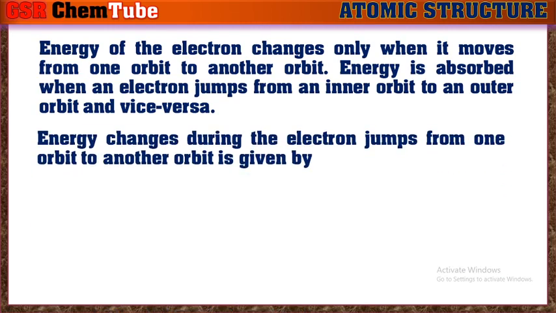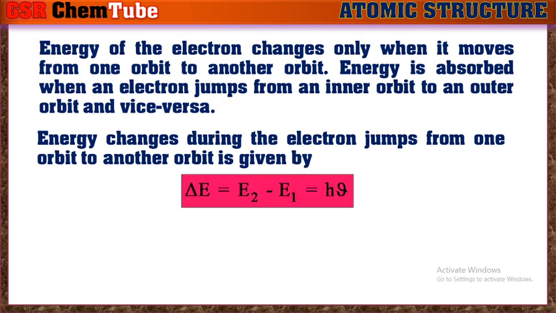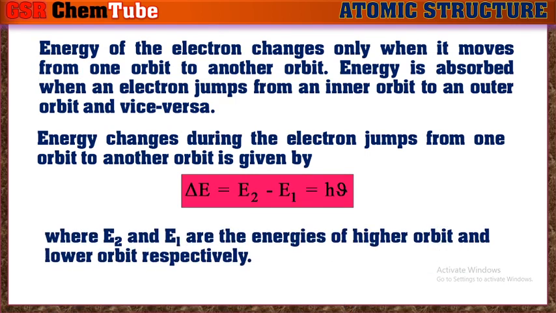The energy change during the electron jump from one orbit to another is given by the equation delta E is equal to E2 minus E1, that is equal to h nu, where E2 and E1 are energies of the higher orbit and lower orbit respectively, and delta E represents the energy difference between these two orbits. h is called Planck's constant and nu is the frequency of the radiation emitted by that electron.